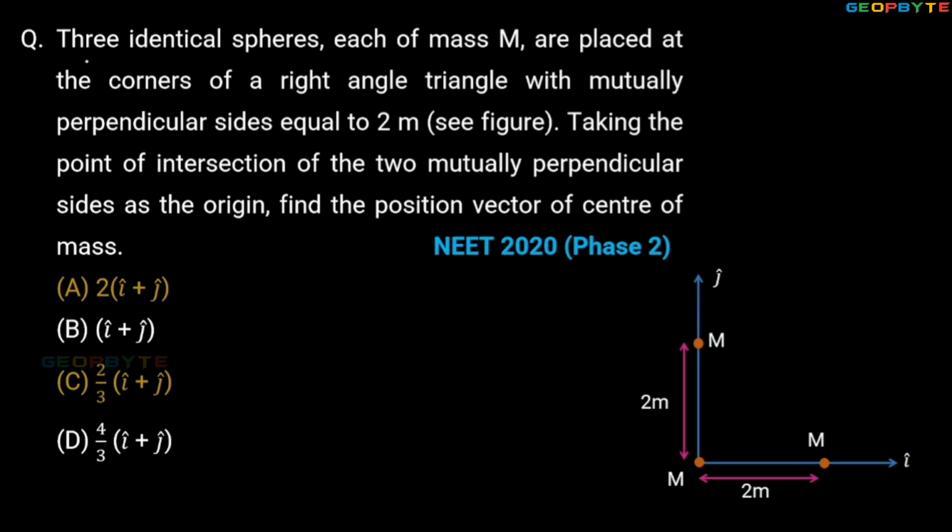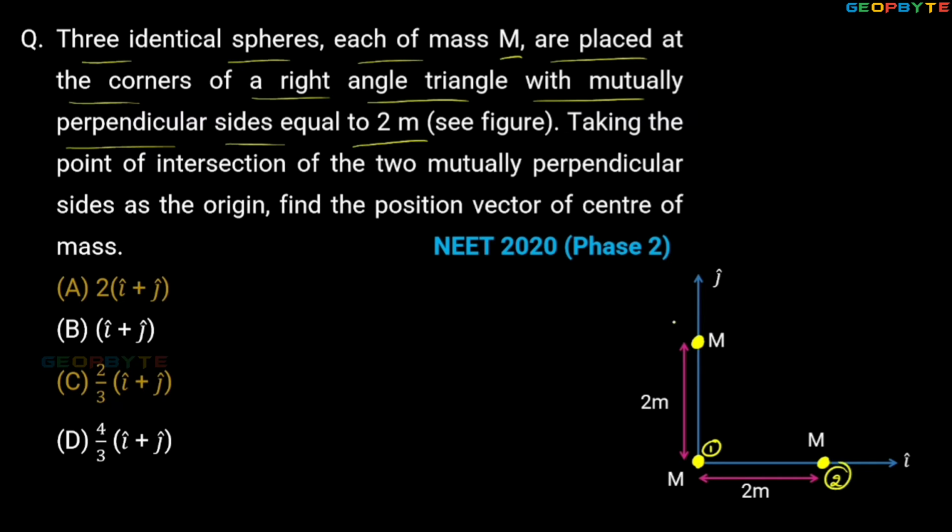Similarly, look at another important problem. It is asking: three identical spheres, each of mass capital M, are placed at the corners of a right angle triangle with mutually perpendicular sides equal to 2 meters. These are particle 1 of mass M, particle 2 of mass M, and particle 3 of mass M, forming a right angle triangle.